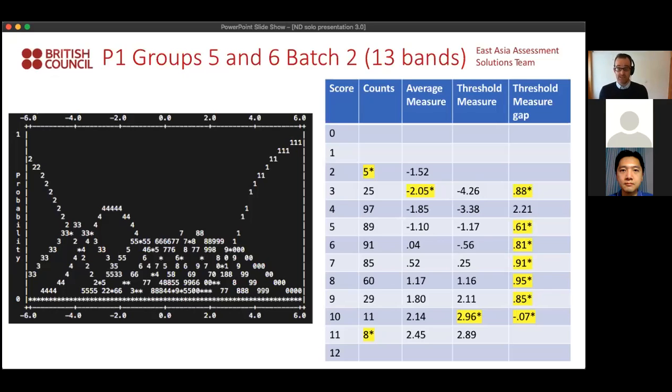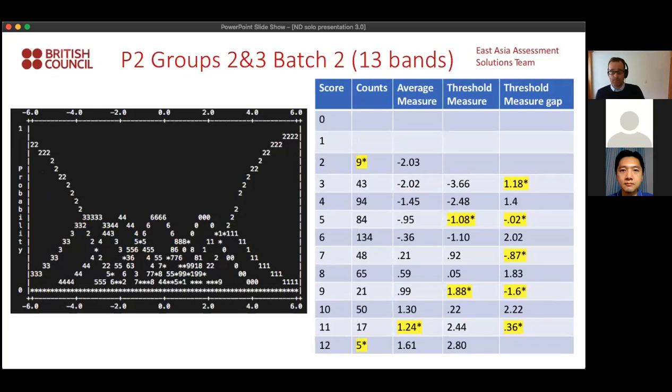The measure for band 3 is lower than the measure for band 2. However, if we look at the counts, we can see that band 2 doesn't have a high enough count of responses for an estimation of the threshold value. In terms of threshold measures, not all of them are in order, but more importantly, the gap between the thresholds is below the accepted tolerance, except for one at band 4. These measures seem to indicate that there is less measurement precision with this 13 band scale and therefore a greater chance of inappropriate scoring.